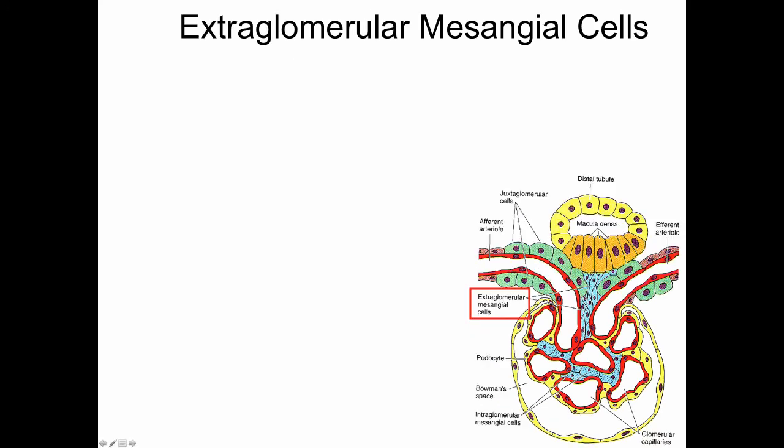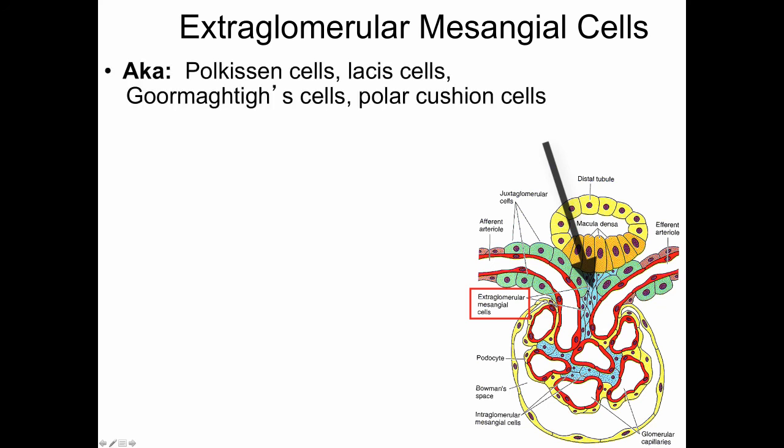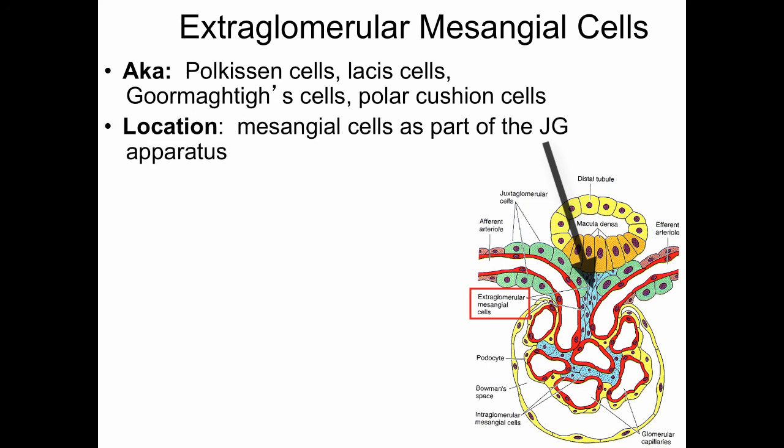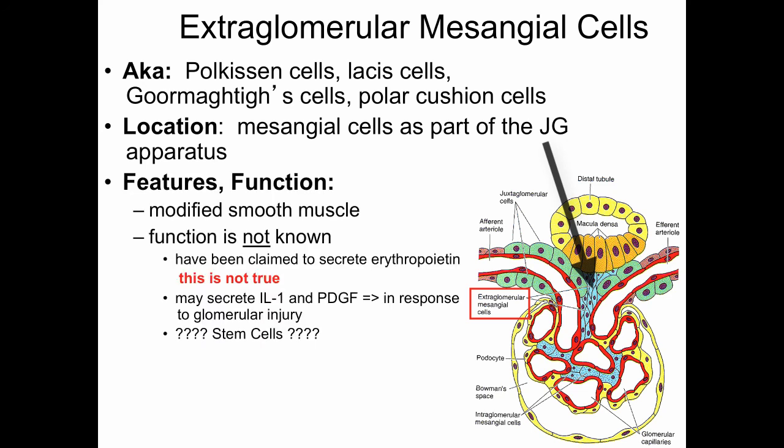Now, the extraglomerular mesangial cells are shown here in blue. They lie outside of the glomerulus. They go by several different names, and you may see these names in your reading. So the extraglomerular mesangial cells may be called Goormaghtigh cells, Lacis cells, or polar cushion cells. These names are all referring to the extraglomerular mesangial cells. They're mesangial cells. They're considered part of the JG apparatus. They're modified smooth muscle cells. We don't really know what their function is.